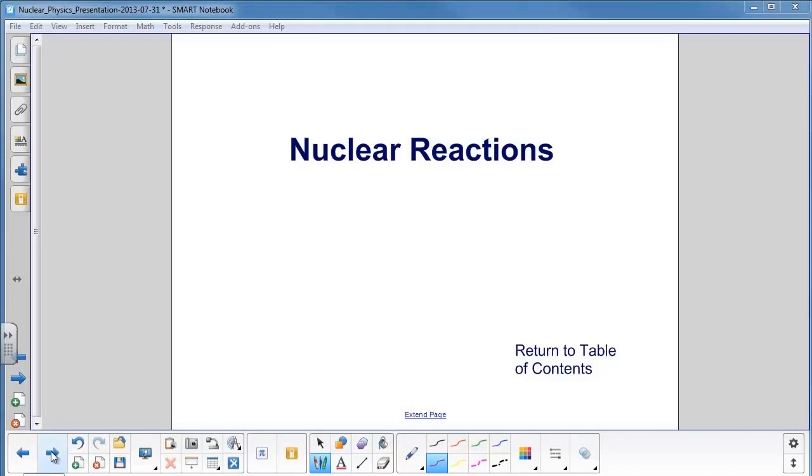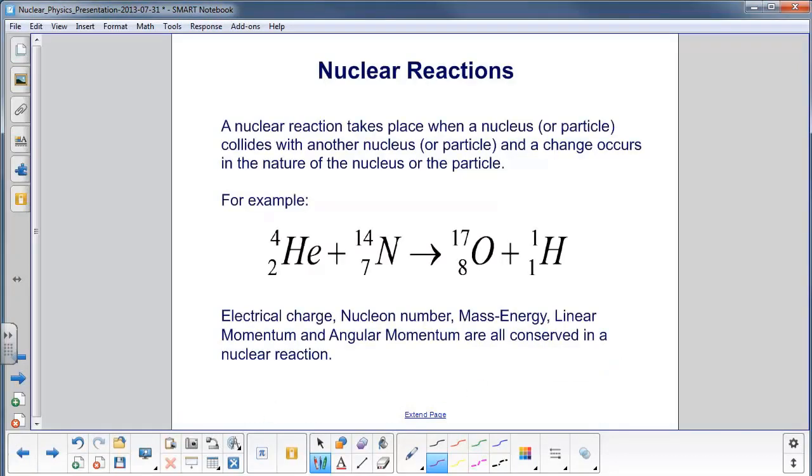Nuclear reactions. A nuclear reaction takes place when a nucleus, or a particle, collides with another nucleus and a change occurs in the nature of that nucleus. For example, we have here a helium nucleus striking a nitrogen nucleus. Then on the other side you wind up with oxygen and a hydrogen nucleus, or a proton.